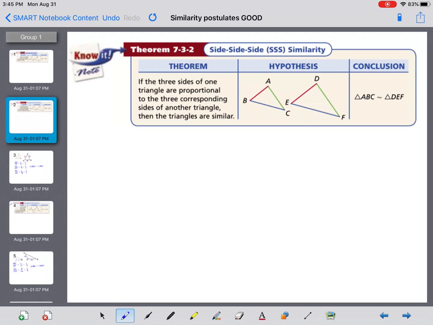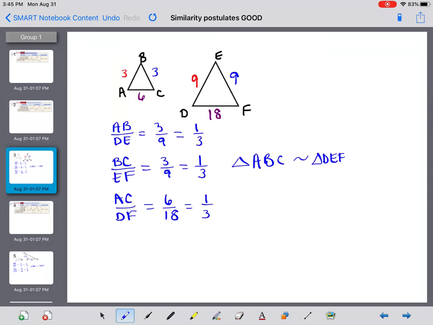Our next theorem is the side-side-side similarity, where if we know that three sides of one triangle are proportional to the three corresponding sides of another triangle, then the triangles are similar. So for example, if we can match up the corresponding sides, check that they have the same ratio, we can state that the two triangles are similar.